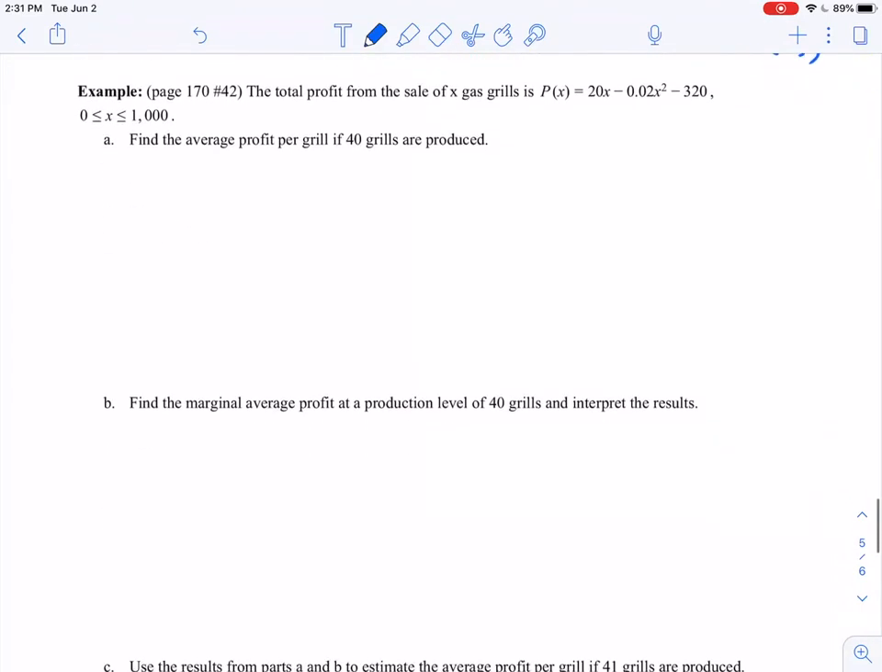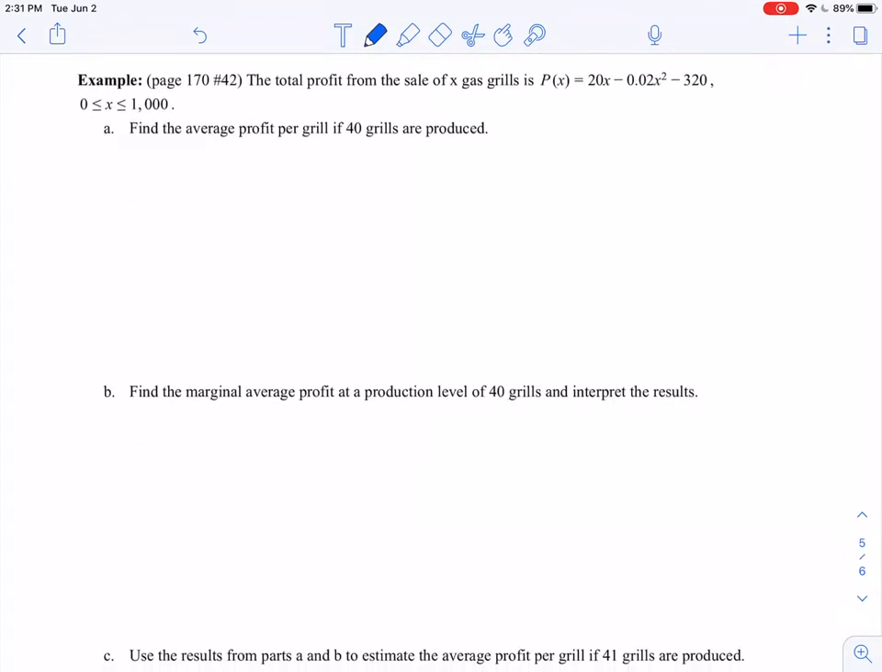So let's look at this last example in this section. Part A says find the average profit per grill if 40 grills are produced. It says the total profit from the sale of x gas grills is P of x equals 20x minus 0.02x squared minus 320. This piece right here, 0 less than or equal to x less than or equal to 1,000, is just telling us the domain of our profit function. For our purposes in these problems, we don't really need to do anything with the domain here.